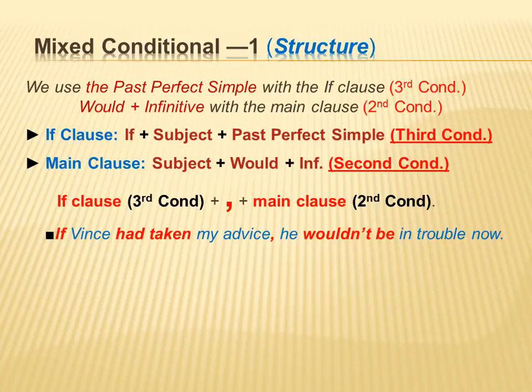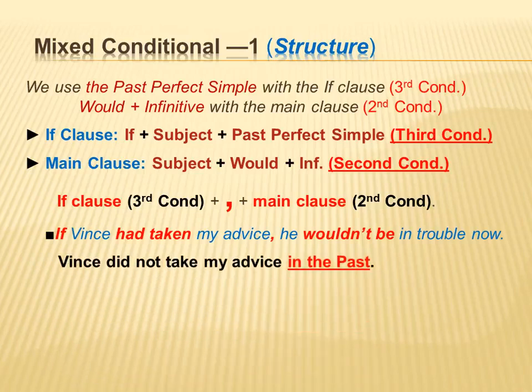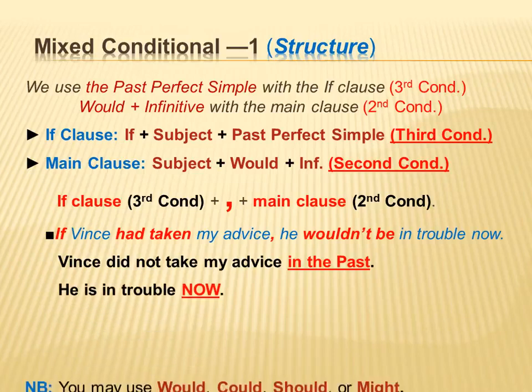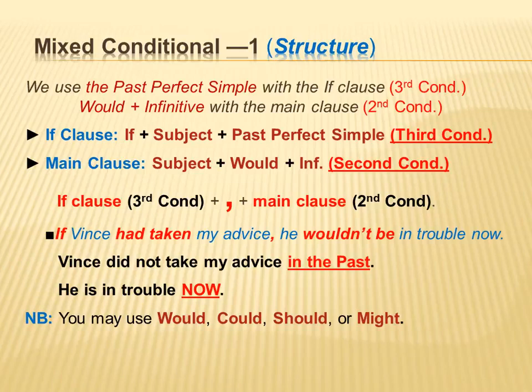And if you use if first, you have to use a comma, as I mentioned in the previous video. For example, if Juan had taken my advice, he wouldn't be in trouble now. Juan did not take my advice in the past. He is in trouble now. And you have to know that you can use would, could, should, or might for mixed conditional one.